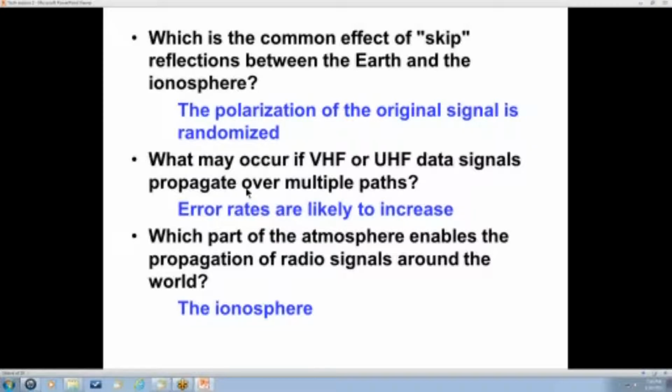What may occur if VHF or UHF data signals propagate over multiple paths? The error rates of your data signal are more likely to increase. And again, this would be because of distortion caused by the multipath propagation. Which part of the atmosphere enables the propagation of radio signals around the world? It's called the ionosphere.